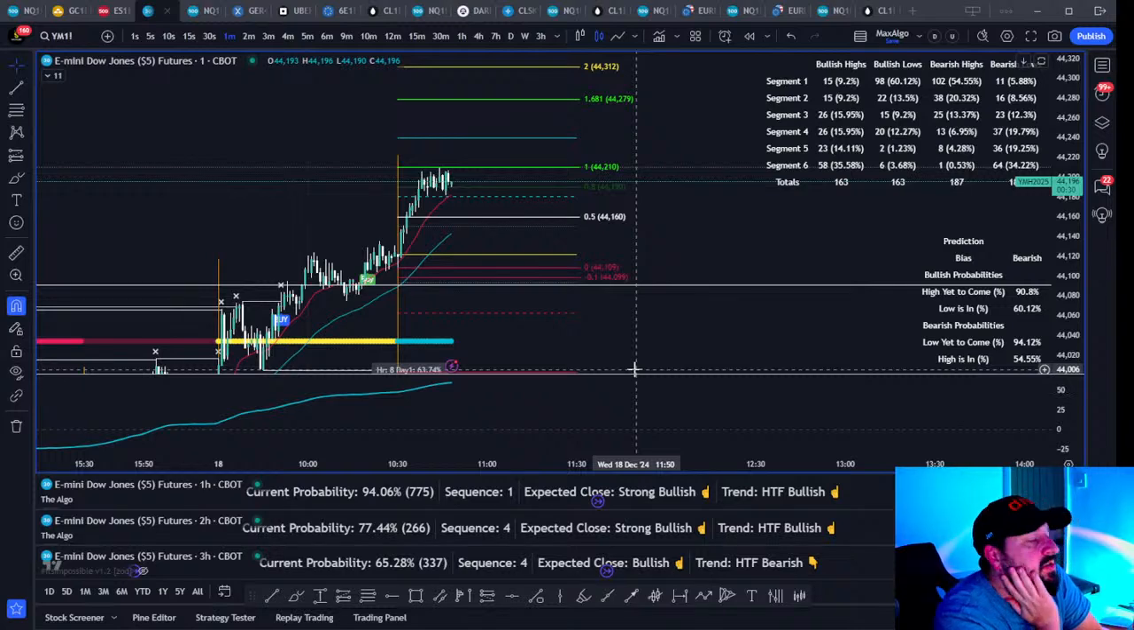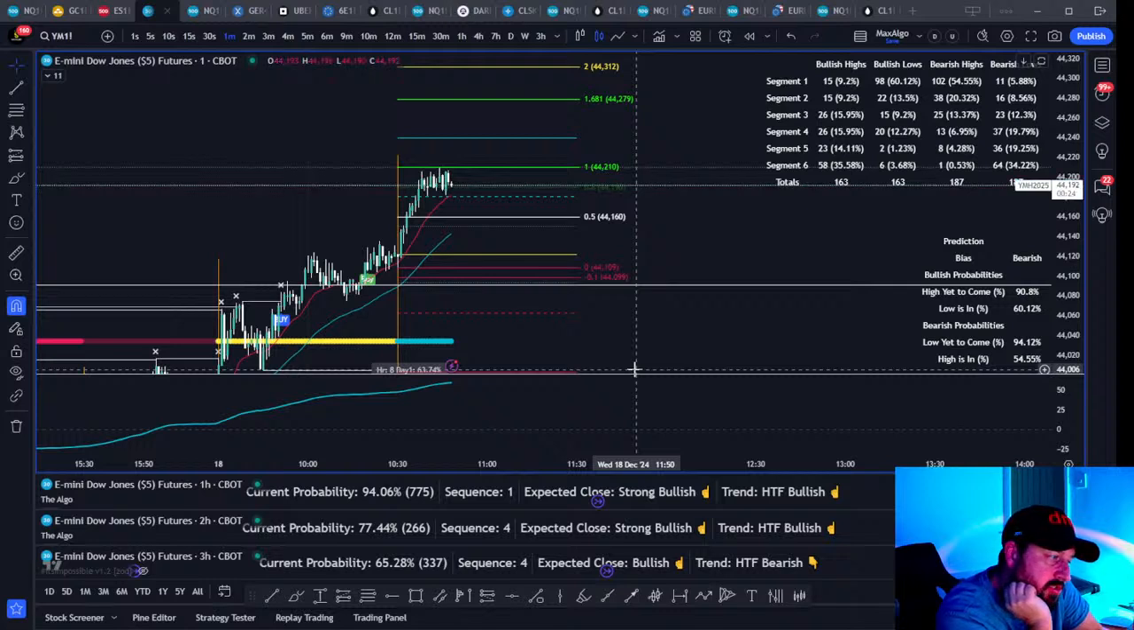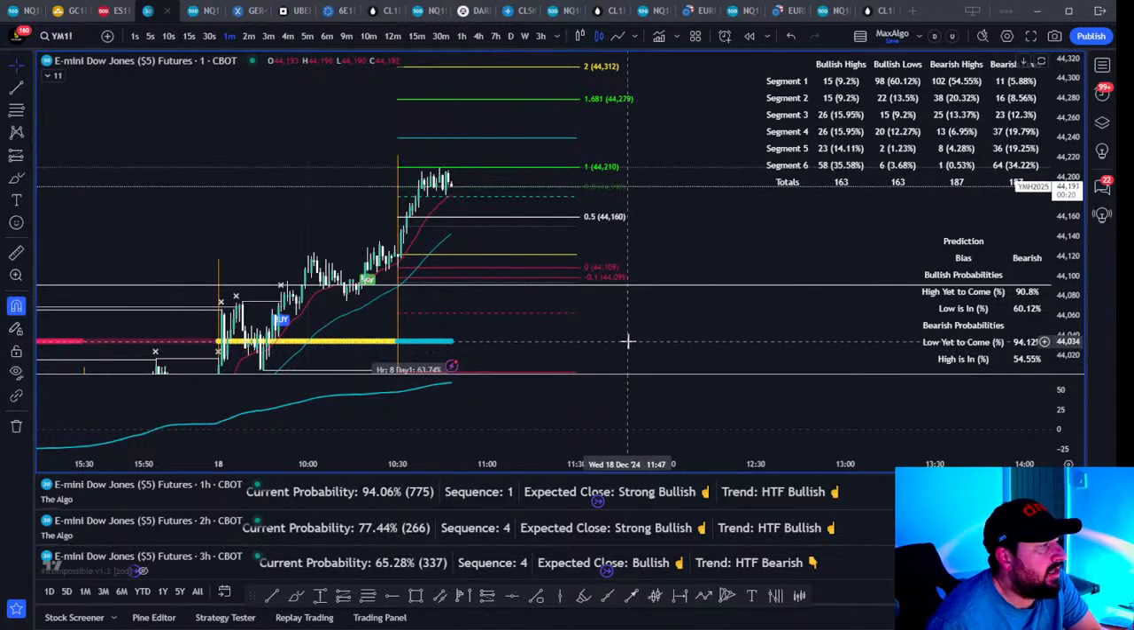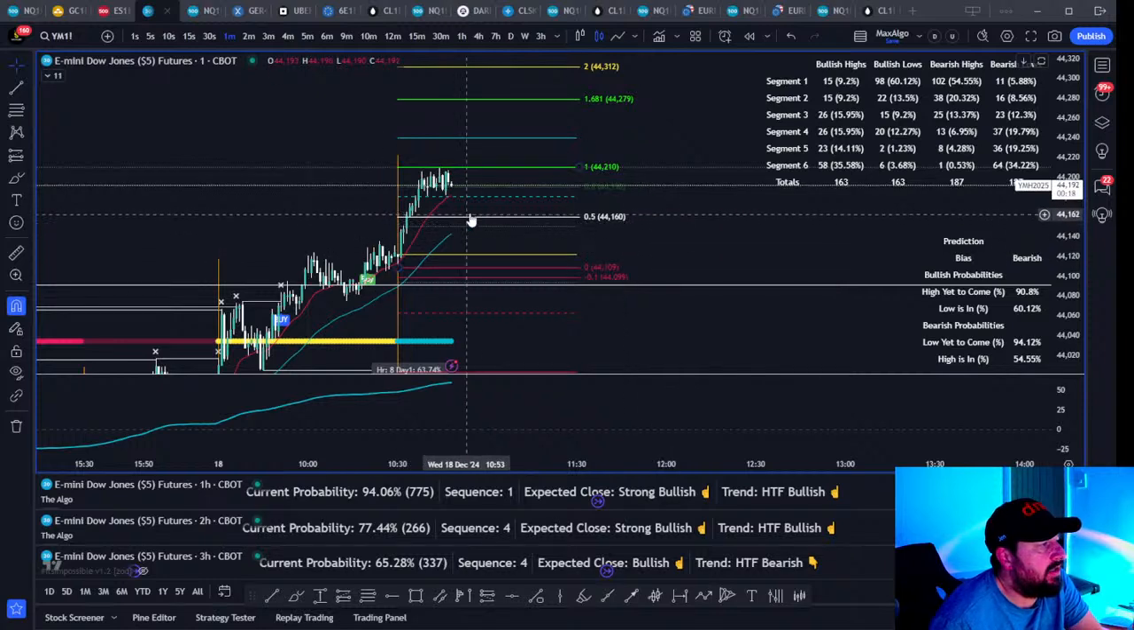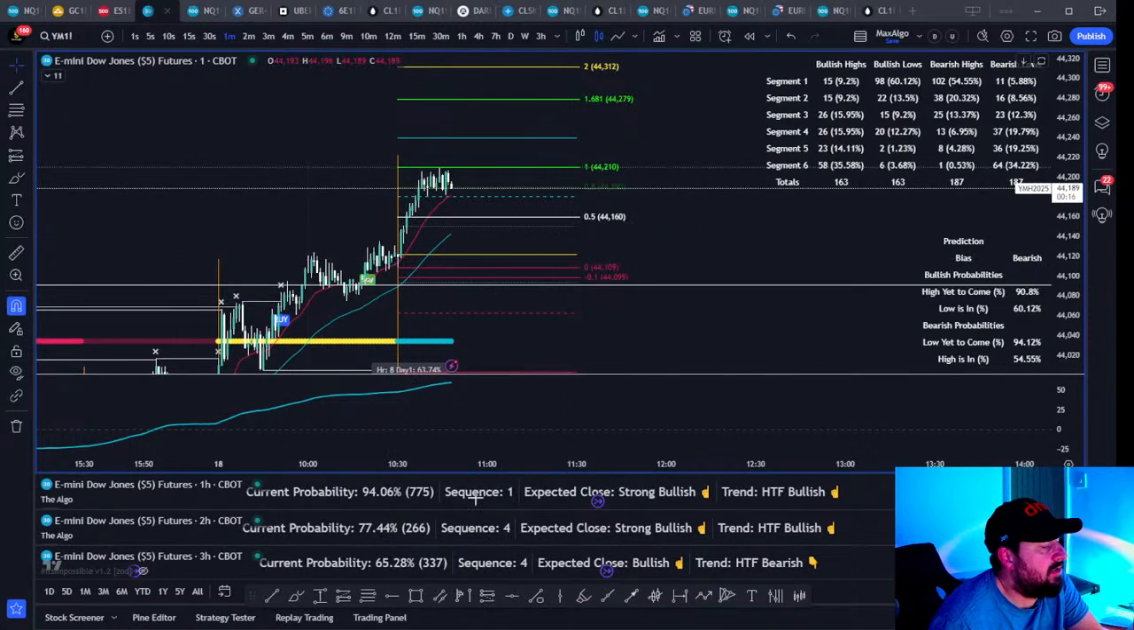I like the look of this on YM. Really strong push, transition, all the higher time frames bullish, strong bullish in line with the higher time frame as well, right? 94%, 50% within the EMAs. So I like this. I like it.